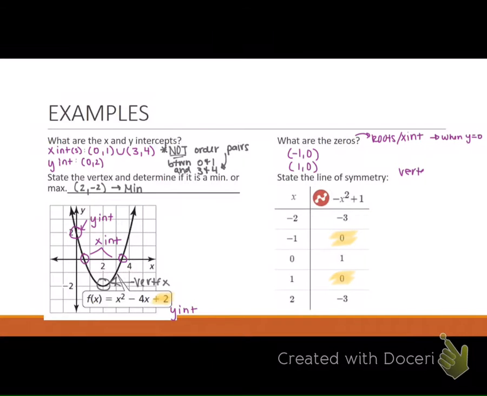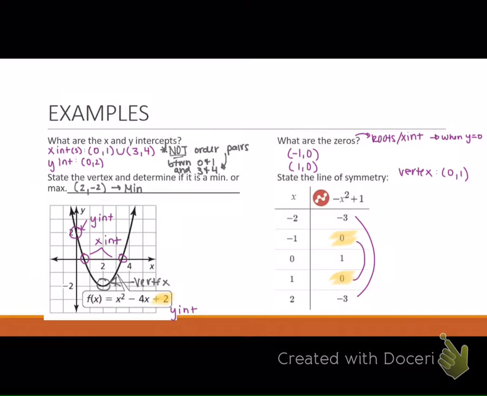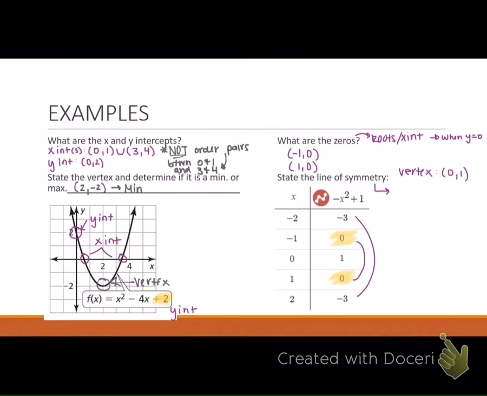0, 1. So my vertex is in the center of the line of symmetry. It is my highest or lowest point. In this case, it is my highest point, which makes it a maximum. So I have a vertex at 0, 1. So when I go to write my line of symmetry, my axis of symmetry, however you want to name that, what would my line of symmetry be then, Mike? What is the line of symmetry if my vertex is 0, 1?